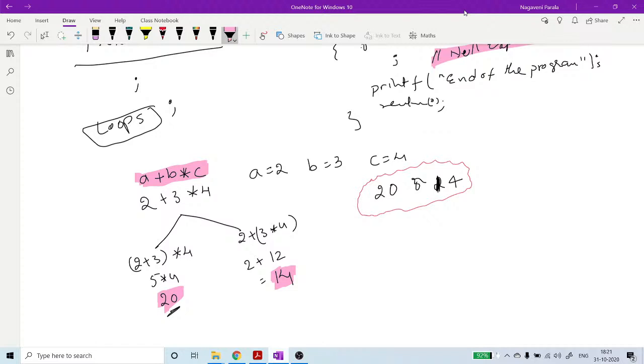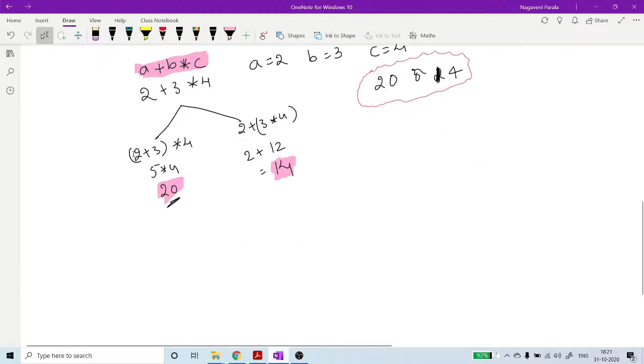So why have I drawn two paths? Here I have not specified any parenthesis. But suppose in my program I had given 2 plus 3 in a pair of parenthesis, multiplied by 4, definitely the answer should be 20. So when I have given it like this, there is no clarity whether I have to perform 3 into 4 first or 2 plus 3 first.